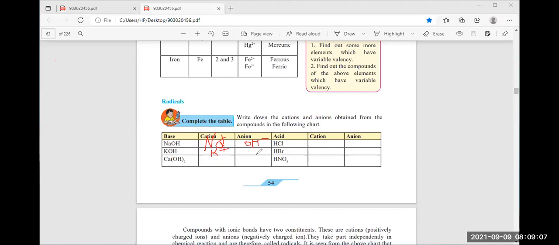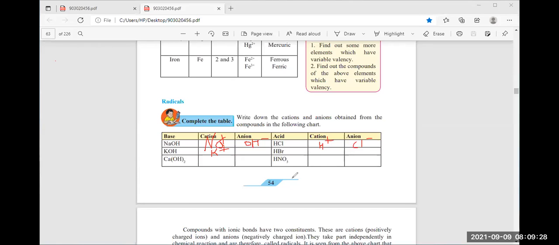But when we speak about the acids, we will get H plus as the cation, and here we will get Cl minus. Everywhere you get H plus as the cation, and Br minus is the anion here. H plus will be the cation, and NO3 will be the anion.